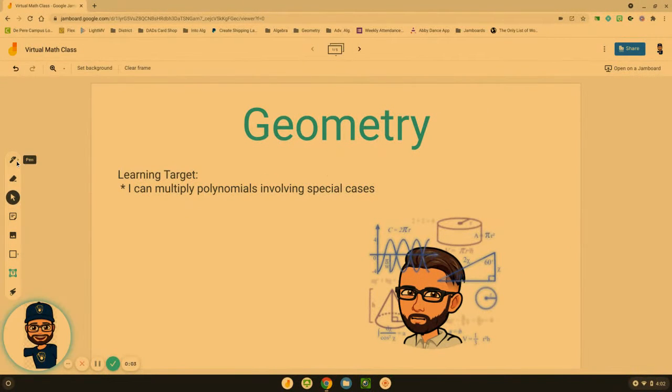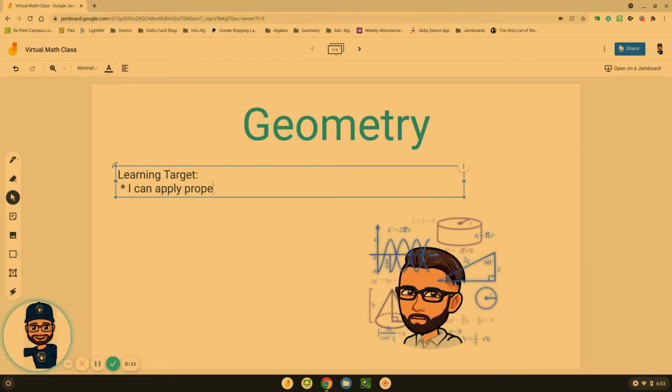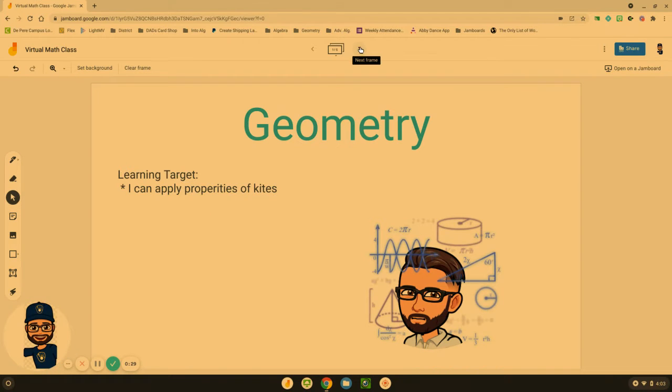Hello geometry students, welcome back to another video lesson today in geometry where we are going to apply properties of kites. We're going to be looking at the unique properties of kites, the quadrilateral that we have learned a little bit about in the last couple of days. So there are some unique properties that exist in and only in a kite. You might want to make sure that you get these written down.